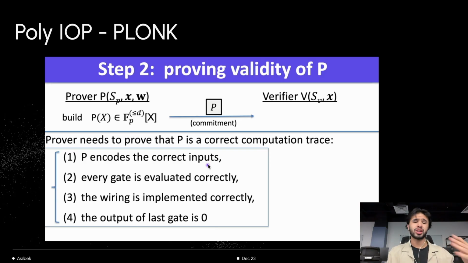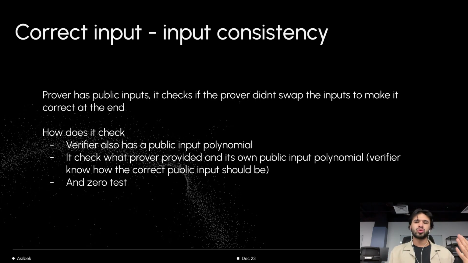Here in the proving part there are 4 parts. Let's go through one by one. Correct input. We have to check if the inputs we are giving are correct. How it happens: the prover has public inputs, and the verifier should check that the prover didn't swap out the inputs to make the ending correct. The verifier also has the public input polynomial, and checks the prover-provided polynomial against its own provided polynomial. If they are equal, it gives a 0 test. It means once they are subtracted, it has to give a 0 result at the end. This is how it's checked.